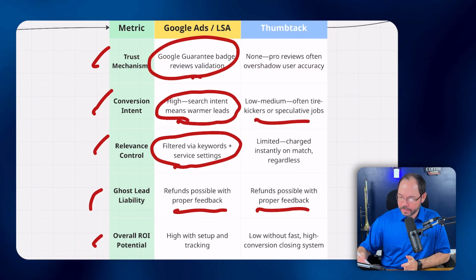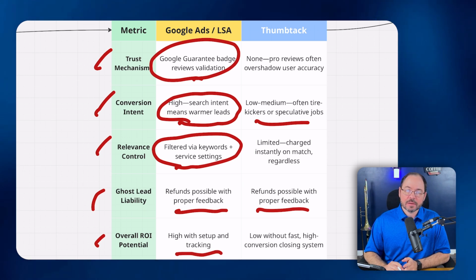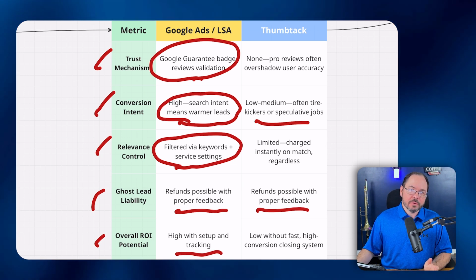And then last, overall return on investment. So if the setup and tracking is done correctly, obviously Google is going to give you a great return on investment. 90% of our clients, they get plenty of return on investment, 2x to 10x, because we track it correctly. We make sure we're optimizing their campaigns, and they're doing the right stuff on the back end as well.